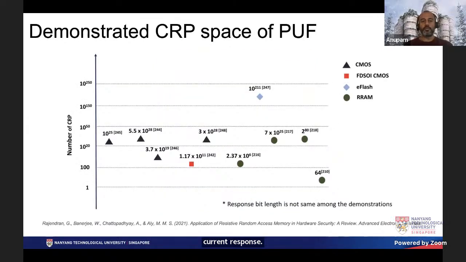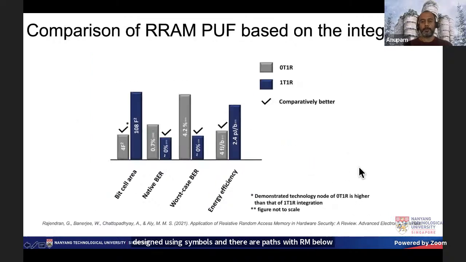We have also plotted this CRP space. When the number of CRPs is very high, these are categorized as strong PUFs. So there is a full range of strong and weak PUFs that are designed using CMOS, and there are PUFs with RRAM belonging to this range.